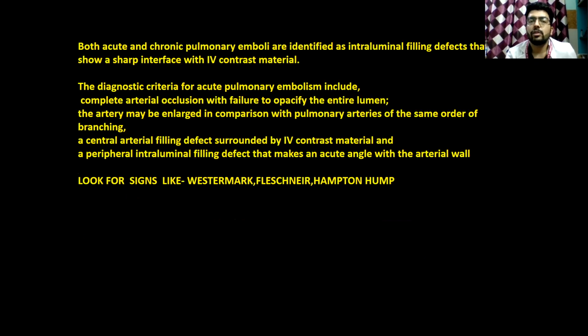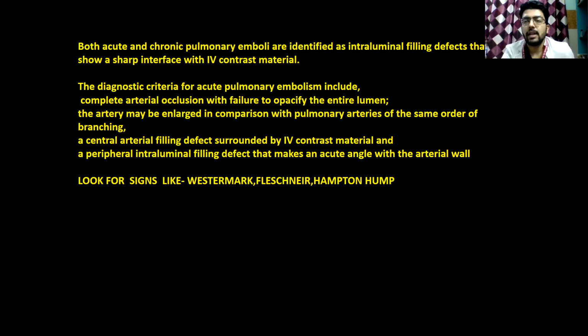Both acute and chronic pulmonary emboli are identified as intraluminal filling defects. Diagnostic criteria for acute pulmonary embolism include complete arterial occlusion with failure to opacify the entire lumen. The artery may be enlarged in comparison with pulmonary arteries of the same order of branching. A central arterial filling defect surrounded by IV contrast material and a peripheral intraluminal filling defect that makes an acute angle with the arterial lumen.